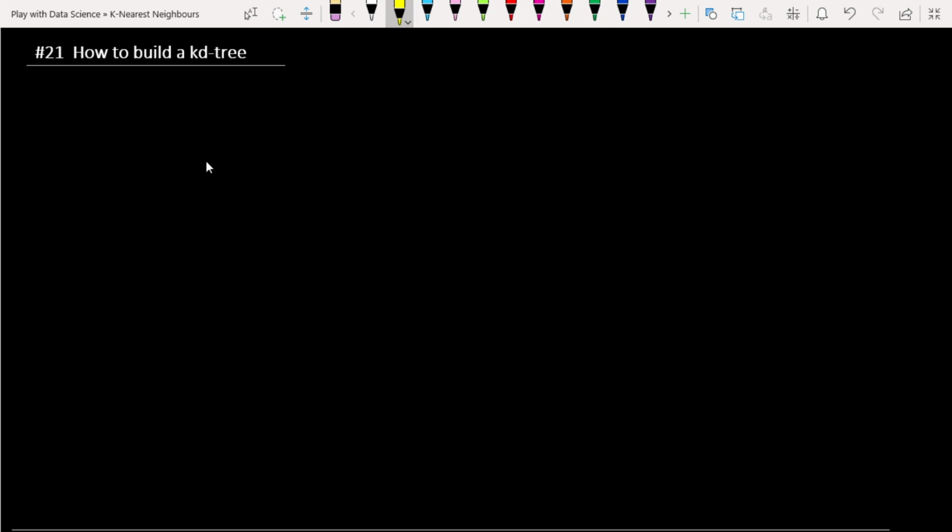In the previous lecture, we saw how to build a binary search tree. In this lecture, we will simply extend this concept to higher dimensions. Higher dimensions means k dimensions. We call this tree a k-dimensional tree, or simply a kd tree.